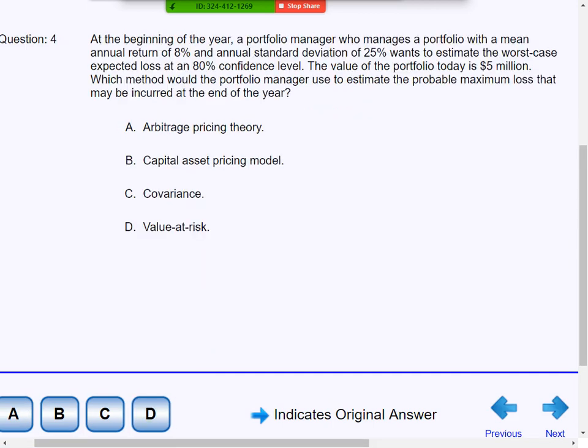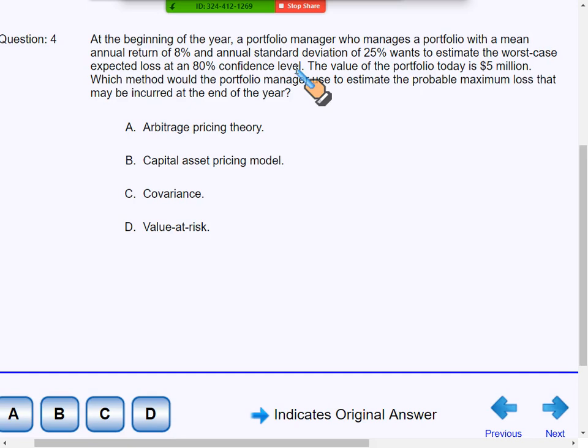Moving on to the next question. At the beginning of the year, a portfolio manager who manages a portfolio, what is a portfolio? A collection of investments. So a portfolio manager who manages a portfolio with a mean annual return of 8%, an annual standard deviation of 25%, wants to estimate the worst case expected loss at 80% confidence level.